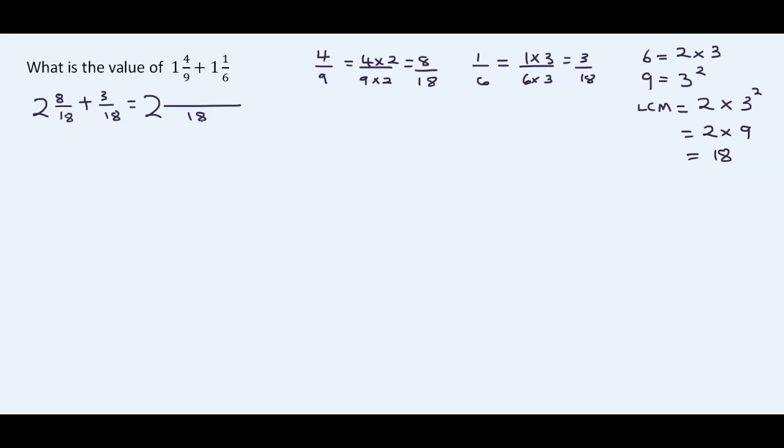18 is still our denominator. And then we just have 8 plus 3. So this is going to give us 2. 8 plus 3 is 11. Our denominator is 18.